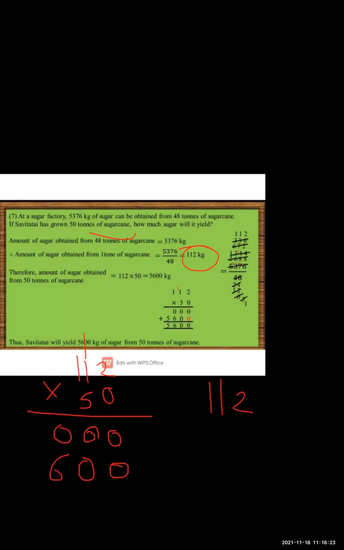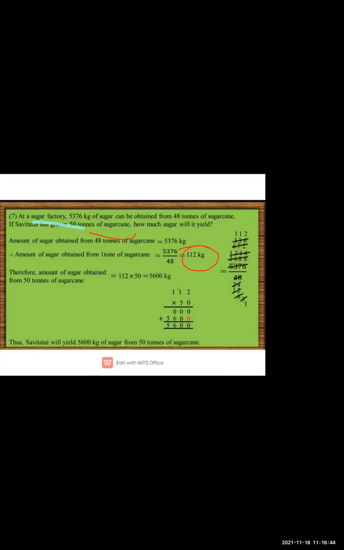5 1s are 5. So now we will add it. 0 plus 0, 0. 0 plus 0, 0. 0 plus 6, 6. And 5 as it is. So we got your answer, 5,600. So Savita will yield 5,600 kg of sugar from 50 tons of sugar cane.